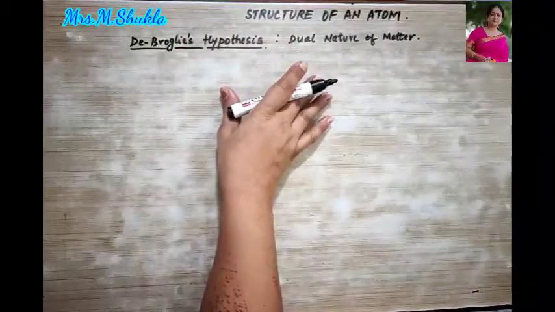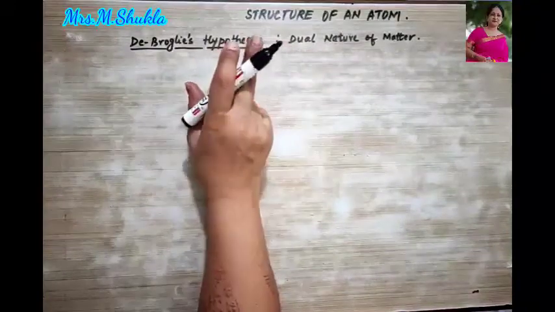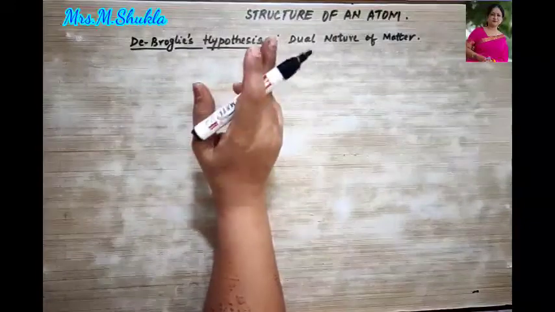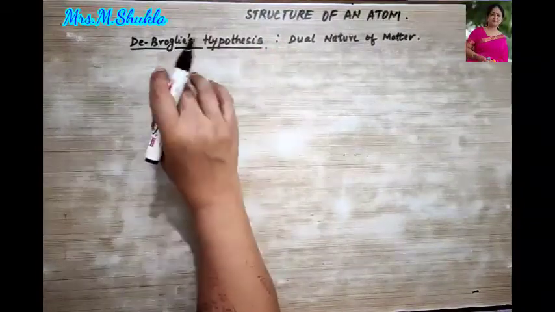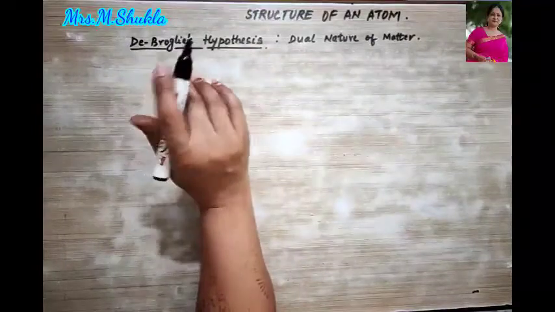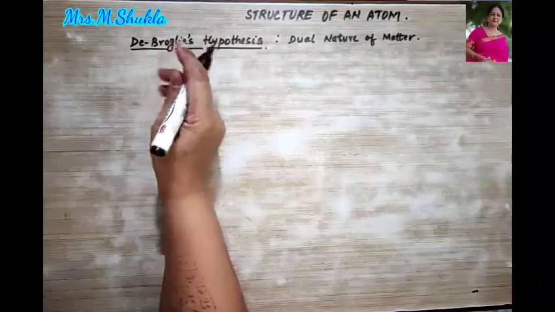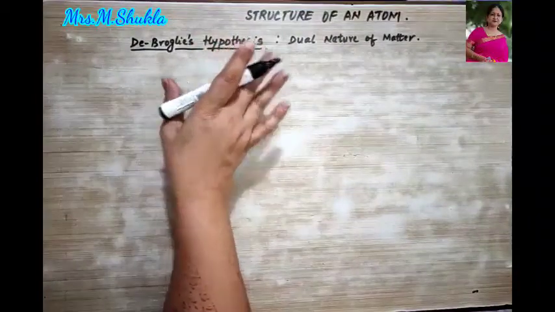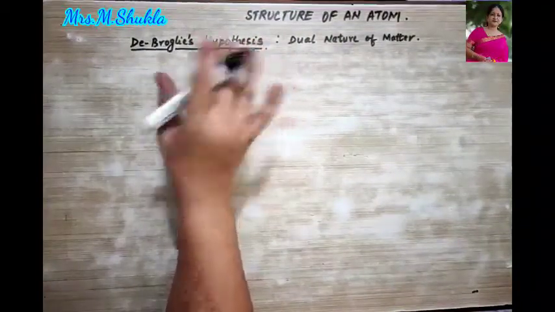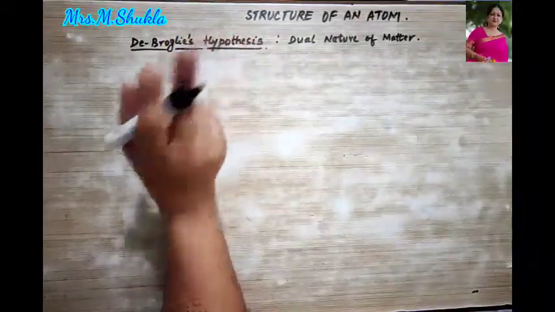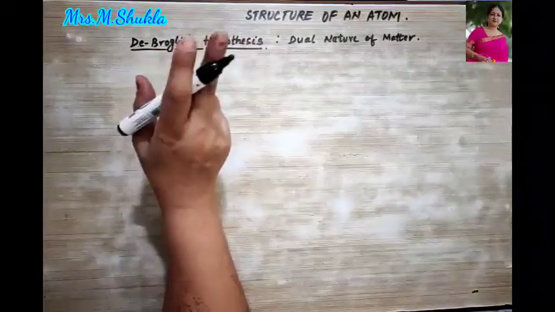What was that dual character? That a wave is associated with a particle. This is called a matter wave, or it is also termed de Broglie's wave. So let us understand de Broglie's relation. The wavelength of the wave associated with any material particle was calculated by analogy with the photon.